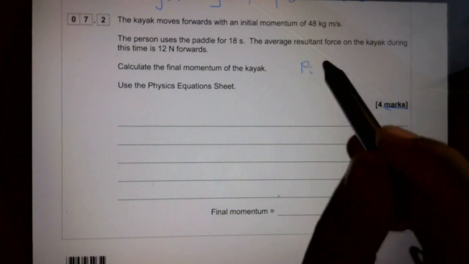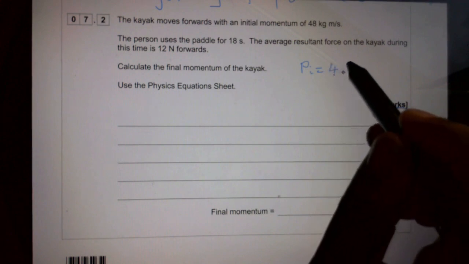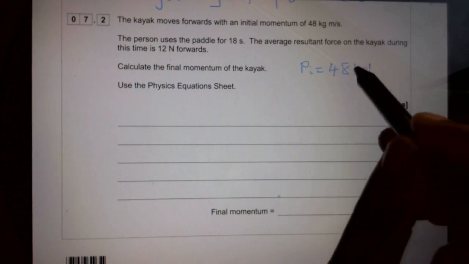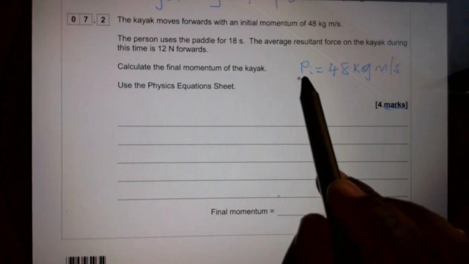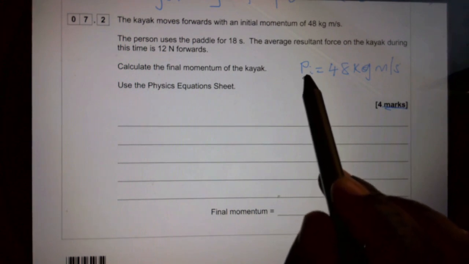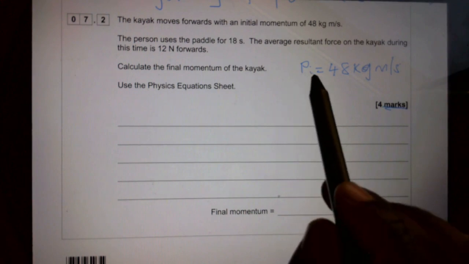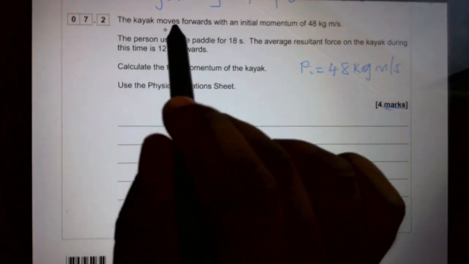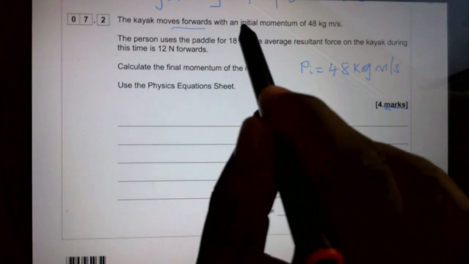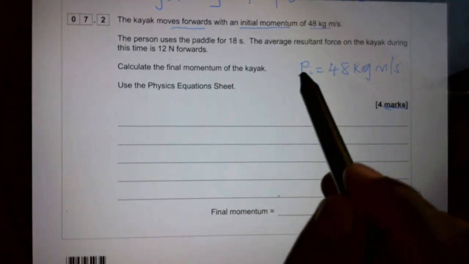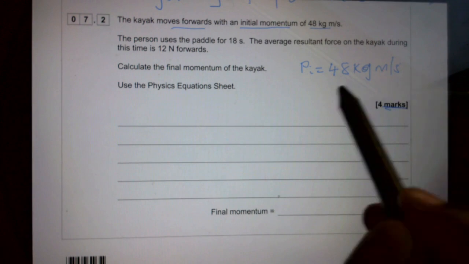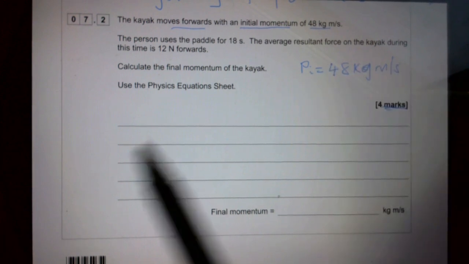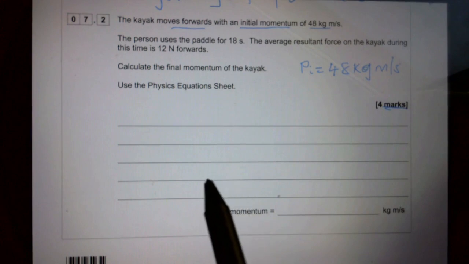Initial momentum, we'll say Pi is equal to 48 kilograms meters per second. Remember, the symbol for momentum is P, and I is for initial, since they told you that the kayak moves forward with an initial momentum of 48 kilograms meters per second, so we'll represent it as Pi. Good. And let's continue to read the question.